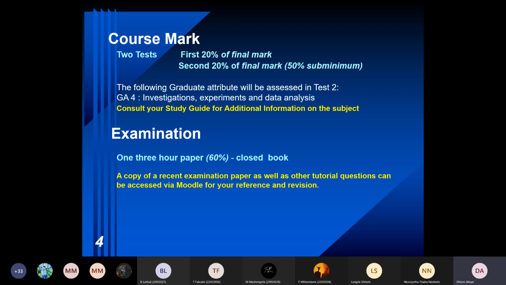So at this stage, yes, we are looking at an exam, but like I said, it could change depending on the pandemic situation. It could change to CA, continuous assessment, and it could even change to an online assessment. But for now, your test and your examination are face-to-face on campus.